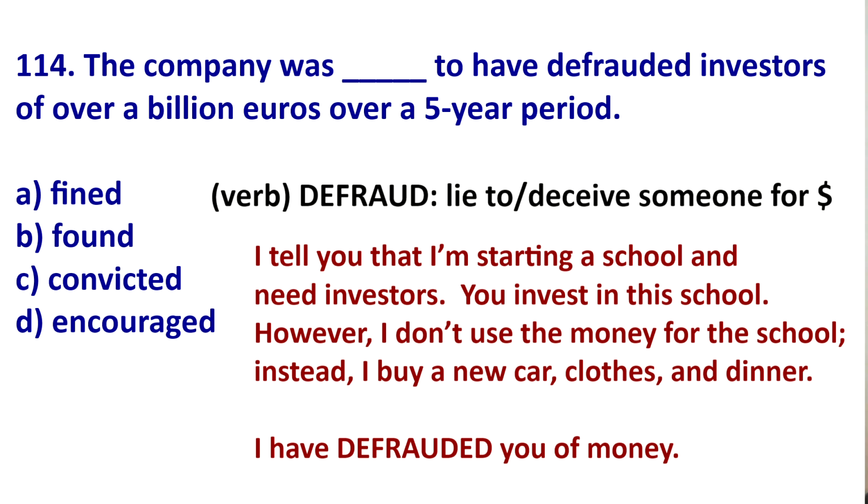For example, I tell you that I'm starting a language school and I need investors. So I need money, I need people to invest. And I convince you to invest in this school. However, I don't use the money for the school. Instead, I buy myself a new car, buy some new clothes, and maybe go out for a nice dinner. So I have defrauded you of your money. I have committed fraud. So defraud is to lie for money.